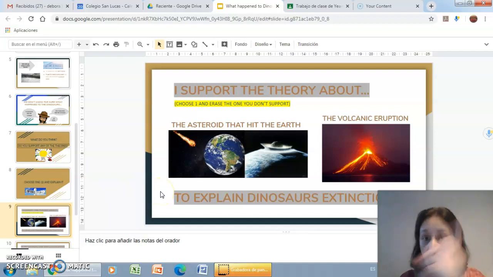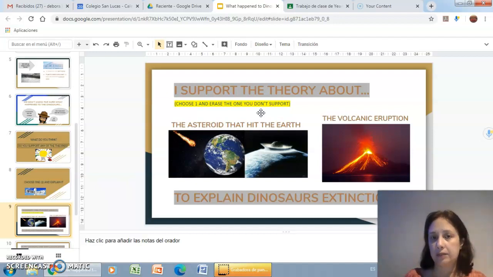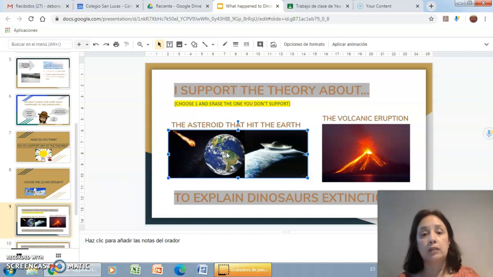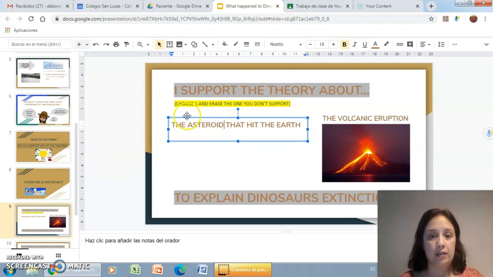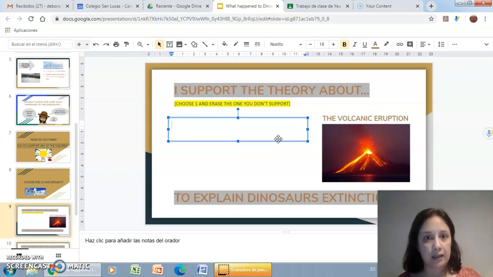Once you have decided on one of those theories, yes, you are going to work with this slide. I support the theory about, and in yellow says, choose one and erase the one you don't support. So, for example, myself, I believe that everything was caused by a volcano. So, I will click on this picture and I will erase it. I will click on this sentence and I will erase it. Okay, so now I'm showing that the theory that I believe in is the one of the volcanoes, and I will leave this slide like this. If you believe in the other theory, you're going to erase the volcanoes.